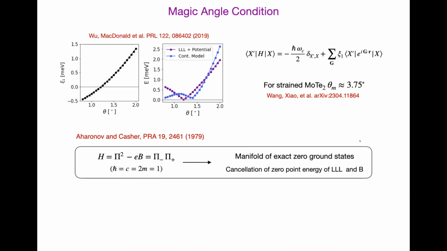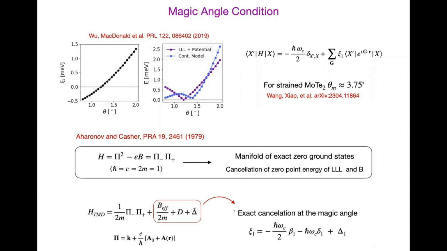Just to make a connection with the previous talk, there is another way to see this, invoking the result by Aharonov and Casher for a spin-1/2 particle in a magnetic field, which has a manifold of zero-energy ground states due to a cancellation between the zero-point energy of the Landau level and the Zeeman field. If I rewrite my Hamiltonian, not separating the constant and the periodic part, I can write it as a Hamiltonian that has the Aharonov-Casher form plus some leftover terms. It can be shown that at the magic angle, these leftover terms exactly cancel out, and you have a Hamiltonian that is bound to have a flat band.